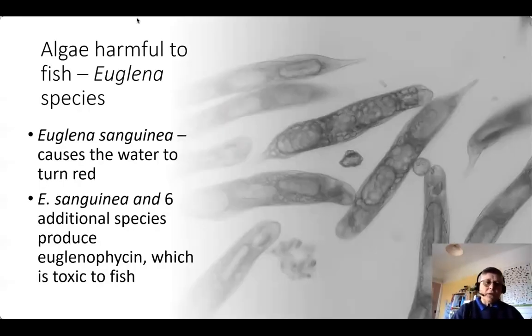There are also some species which are significantly toxic to fish. Euglena sanguinea actually turns the water a bright red. As the name sanguinea would imply, it sounds like blood, and it does indeed turn the water where they're present really bright red. They all produce something called euglenophycin, and that's extremely toxic to the fish. So if you get a red algae bloom, you need to deal with it quickly, otherwise you will get some fish mortalities.